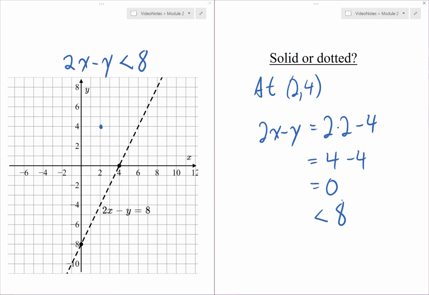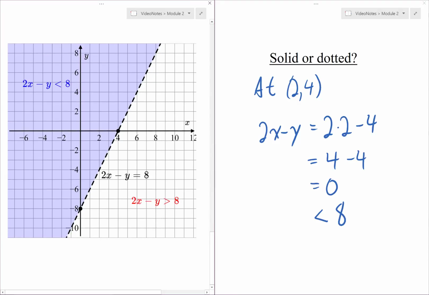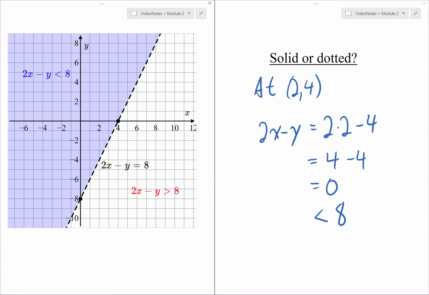And therefore, all points on the left-hand side of this line are solutions to the inequality 2x minus y is less than 8. Therefore, we will shade this region to indicate all points that make 2x minus y less than 8. On the other side of the line are all points that make 2x minus y greater than 8.